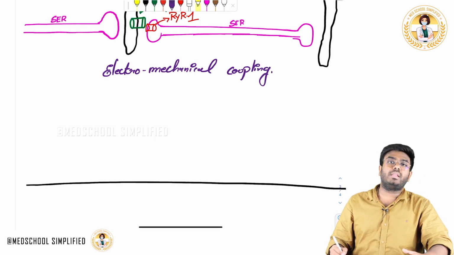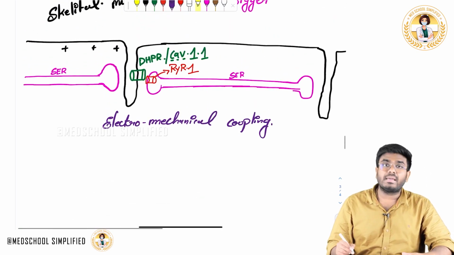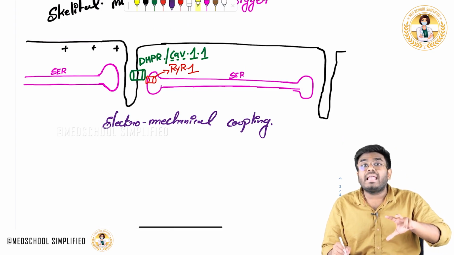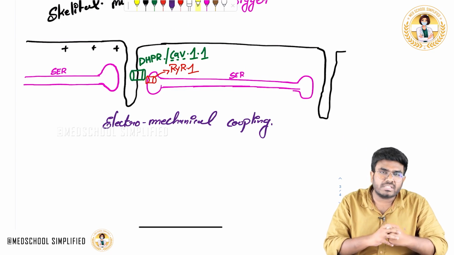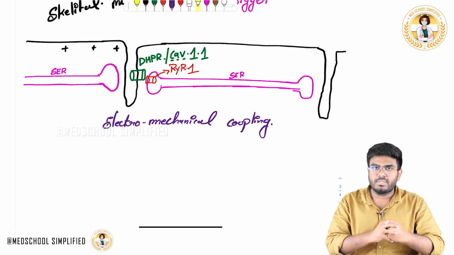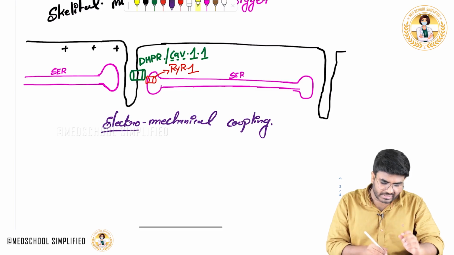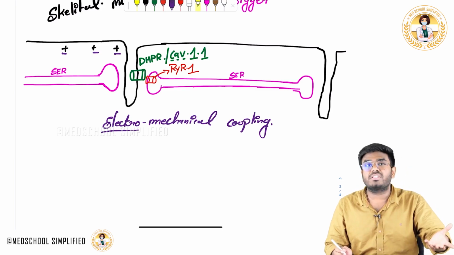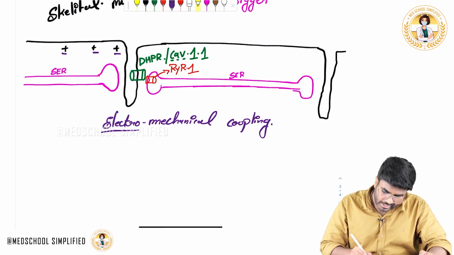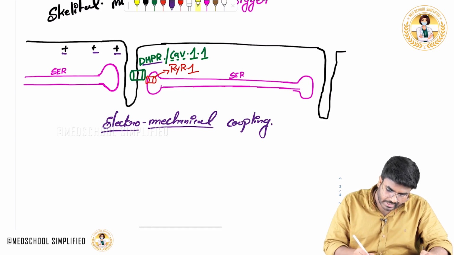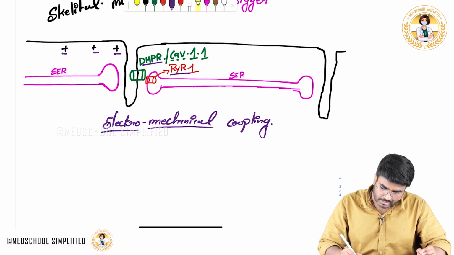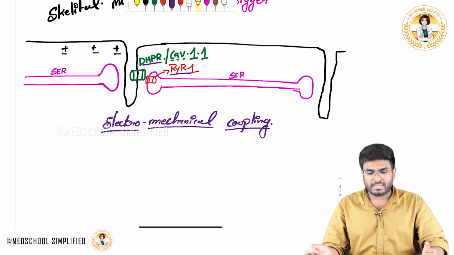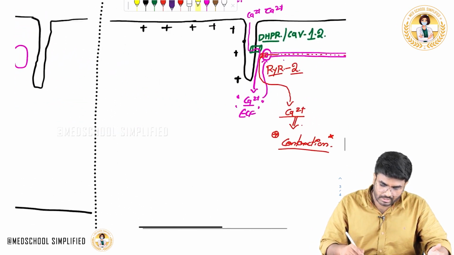Okay, this is called electromechanical coupling. Electro in the sense here the electrical activity. This electrical activity, the depolarization along the muscle membrane, is causing the mechanical interaction between the DHPR channel as well as the ryanodine receptor, leading to the release of calcium from the RYR channels. This is called the electromechanical coupling. Okay, calcium will come out and causes the muscle contraction.